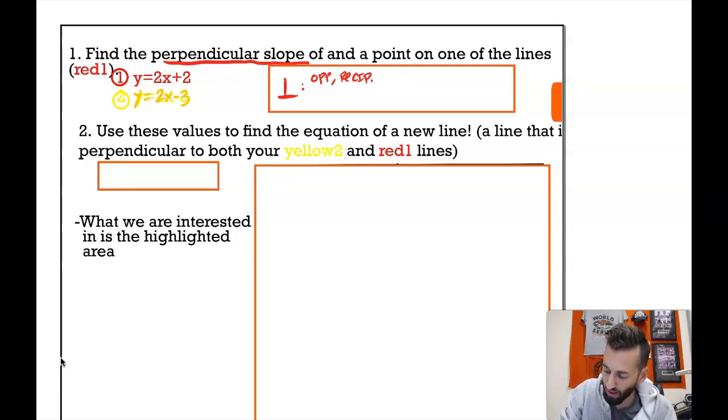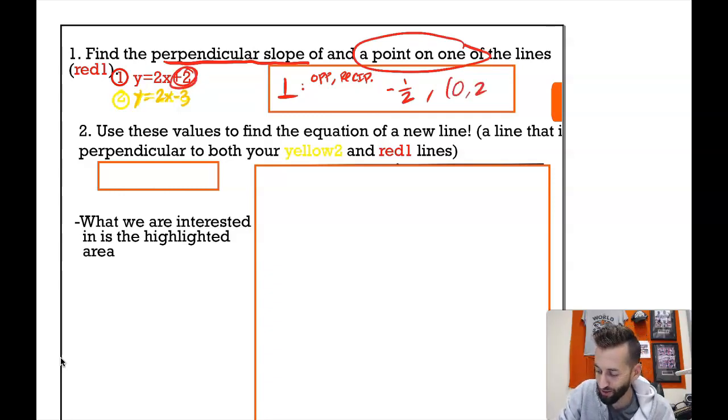Which is going to be -2. That's my slope. Oh, sorry, -1/2. I'm not doing push-ups at home right now, by the way. Okay. All right. And you need a point. And the point can just be the y-intercept. So 0, 2. Okay.